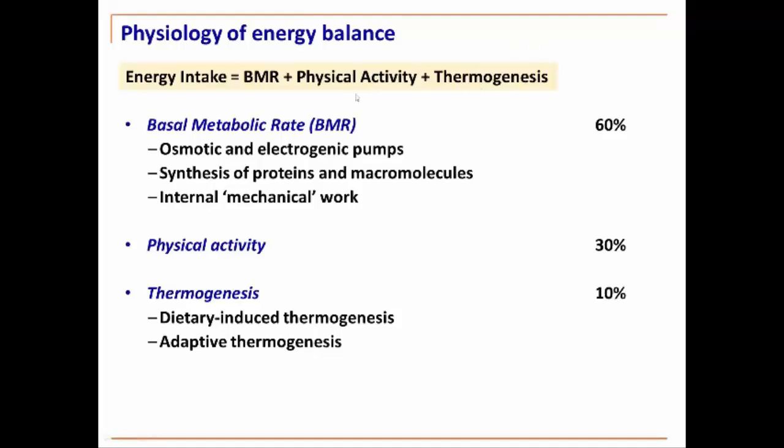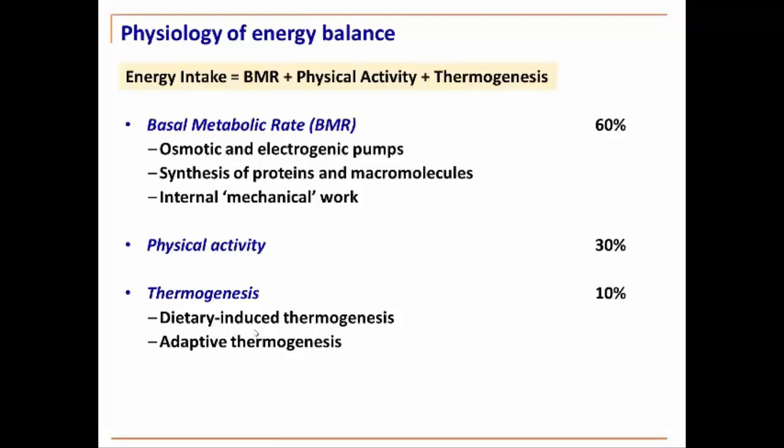thermogenesis. Your physical activity is just getting up, moving around, doing whatever you might be doing, just not lying in bed. That tends to make up about 30% in the average person. And then thermogenesis is just the production of heat. Okay, but it's broken down into dietary induced thermogenesis, so the amount of heat that you produce when you eat food, for example, and adaptive thermogenesis.